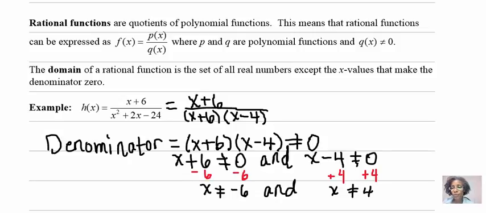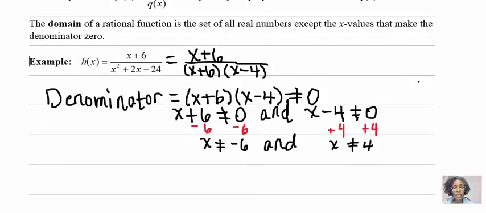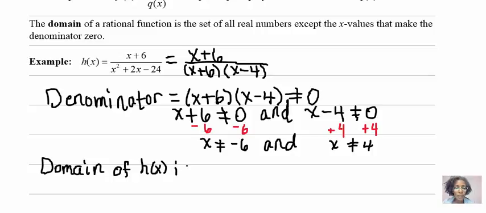So remember what the definition says. The domain of a rational function is the set of all real numbers except the x values that make the denominator 0. So the domain of h of x is all of the real numbers that aren't negative 6 and that aren't positive 4. Typically in a MyMathLab problem where you were asked to find the domain of this function, you're going to be asked to give the domain in interval notation.